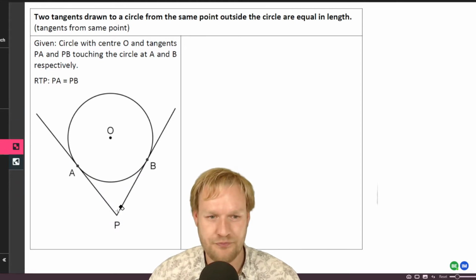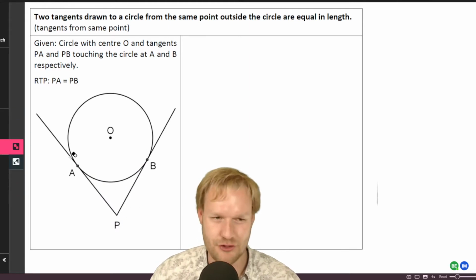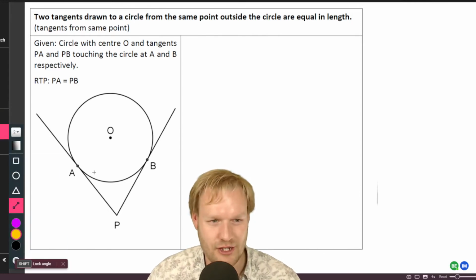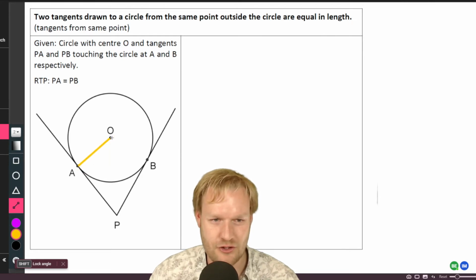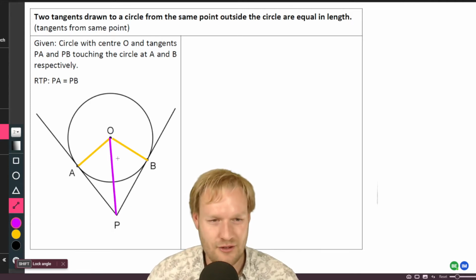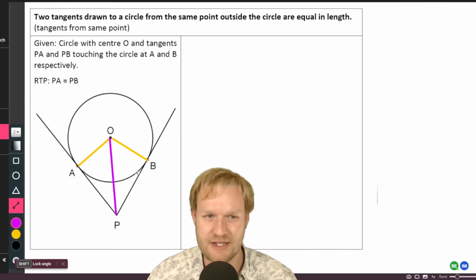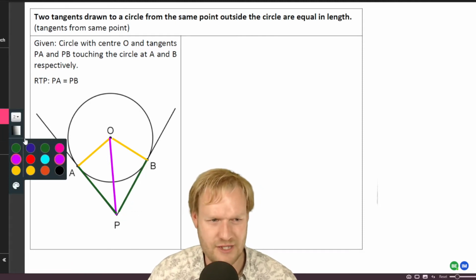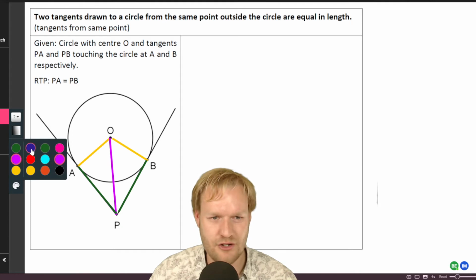Okay, so the essence of our proof is that we are going to construct two triangles. We're going to construct these radii, and this line in between, OP, and then we're going to show that they're congruent. And if they're congruent, it means that each corresponding side is equal. So yellow is equal to yellow, purple to purple, and our original greens that we looked at must be equal to each other.